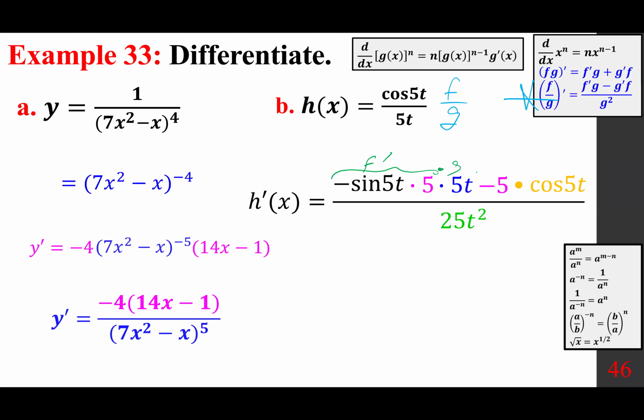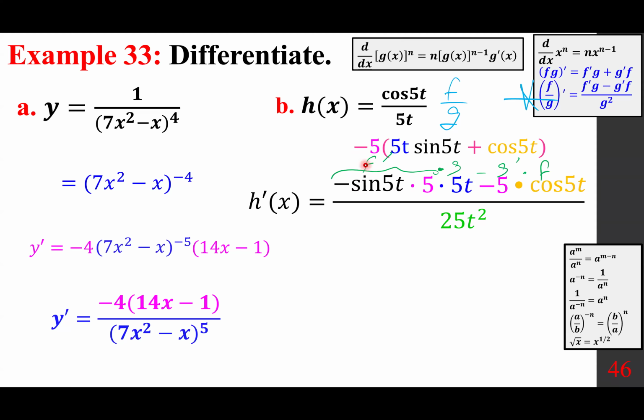f prime g minus g prime f. And so the numerator has a common factor of negative 5. So if I take the negative out and the 5 out, I get negative 5. I have sine 5t times 5t. I put the 5t in front. This guy goes away and it becomes just plus cosine 5t. So one more time, just take the negative 5 out. So you have this piece and this piece, you put the 5t in front. You have only this piece, and again, negative changes to positive because you took out the negative 5.